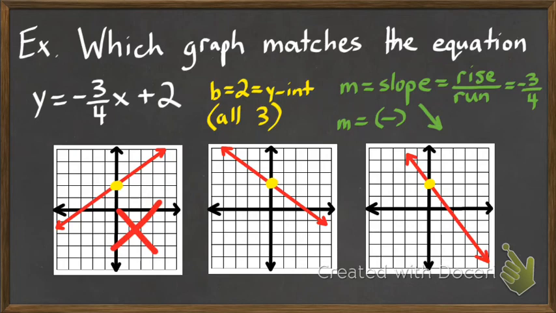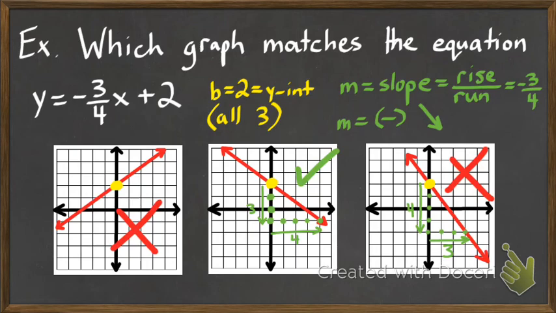So now we want to use our y-intercept and find the next point on our graph and see what the slope is. So our middle graph goes down 3 and right 4 to our next point on our line. So we know that one works. So let's check our third graph. So it goes down 4 and to the right 3. So this one does not work because our slope is negative 3 over 4 and not negative 4 over 3. So we know it has to be our middle graph.